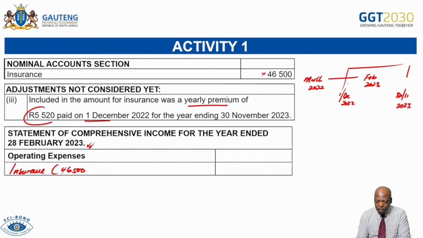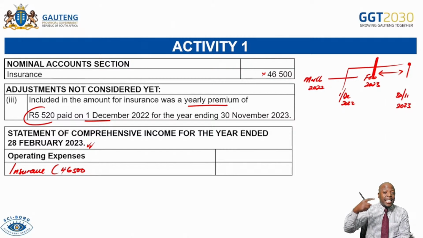Now, we have a problem because the financial year is supposed to end on 28 February here, but we've paid until 30 November. That means we have a time here where we have paid for an expense in advance. That is our issue. When you pay for an expense in a period which we have not yet entered into, we call that a prepaid expense, an expense that has been paid in advance. That cannot be recorded in this particular financial year.